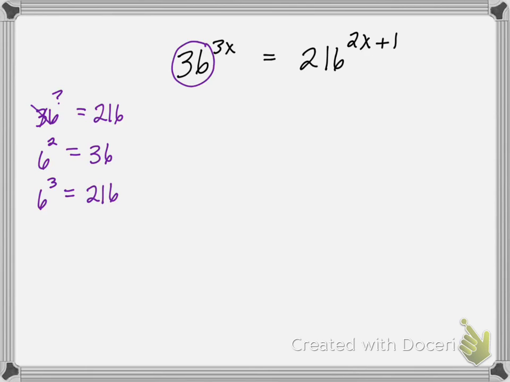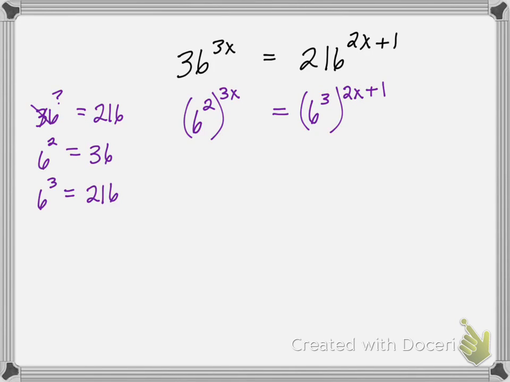So instead of 36, I'm using base 6, which is 6 squared, to get 36, and that's still raised to the 3x power. Instead of using 216, I'm using 6 to the third power because it's identical to 216, and that's raised to the 2x plus 1.